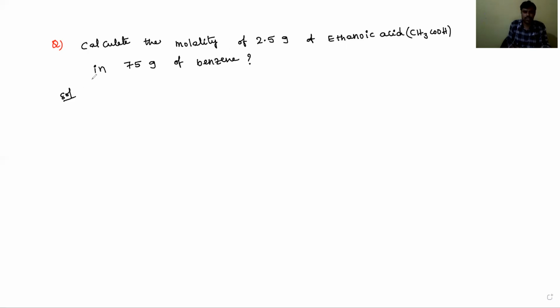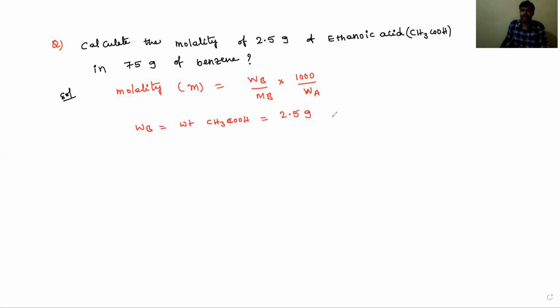Okay, students, let's see the solution. We know that molality, direct formula: molality is nothing but weight of solute divided by gram molecular weight of solute, into 1000, divided by weight of solvent in grams. Now WB is equal to the weight of acetic acid or ethanoic acid. How much did they give in the question, dear students? 2.5 grams.